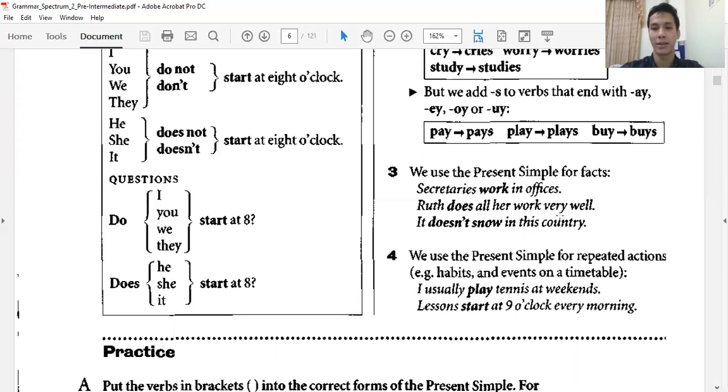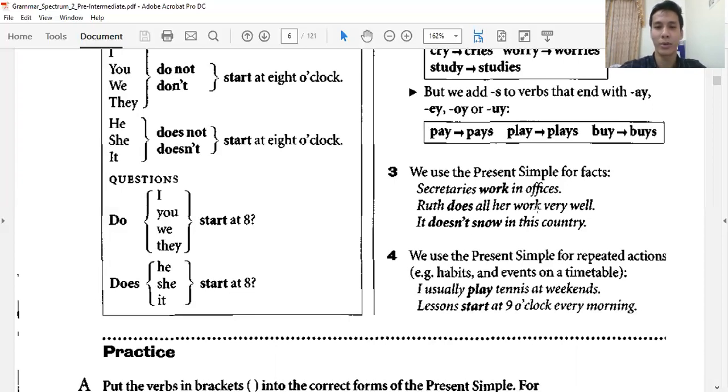Okay. And maybe we can add another example. For example, the fire is hot. So when we say, okay, the fire is hot, we know it is fact. When you touch it, you will get burned. It means the fire is hot, but if we touch it, it is a fact, it is true, so we use it with present simple.